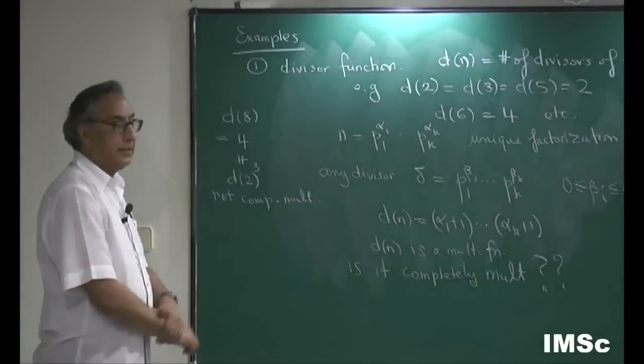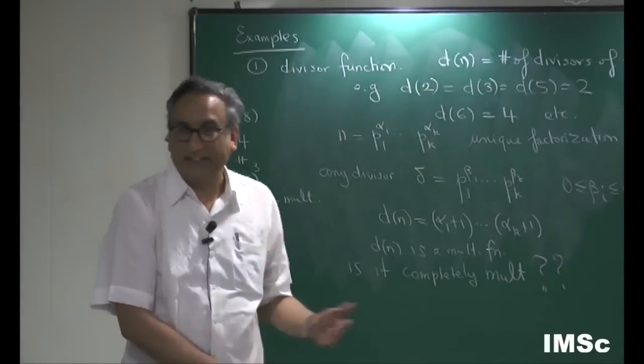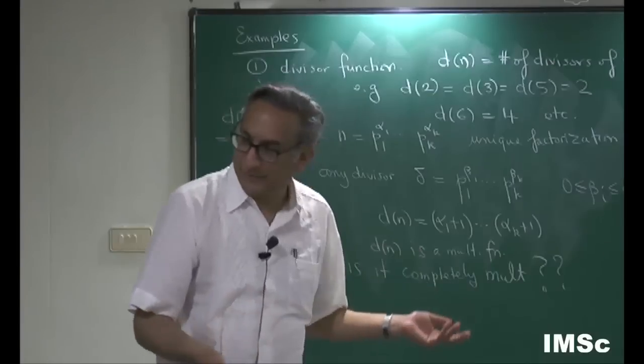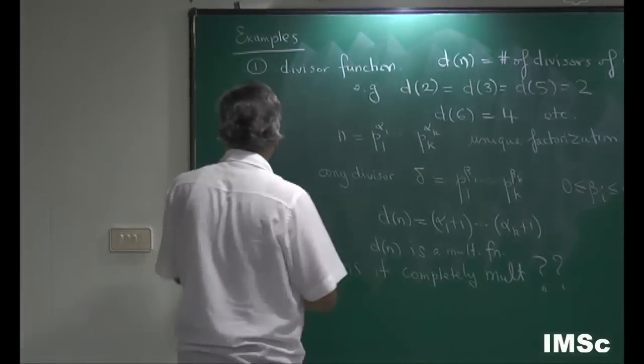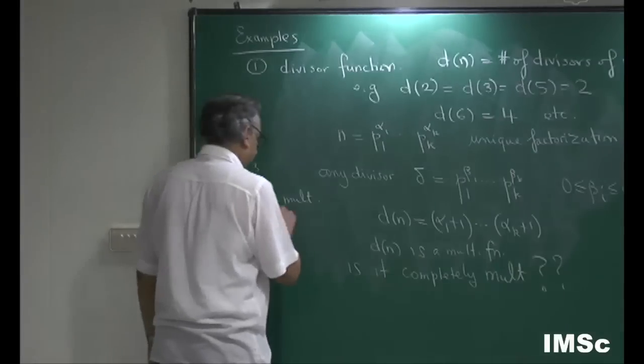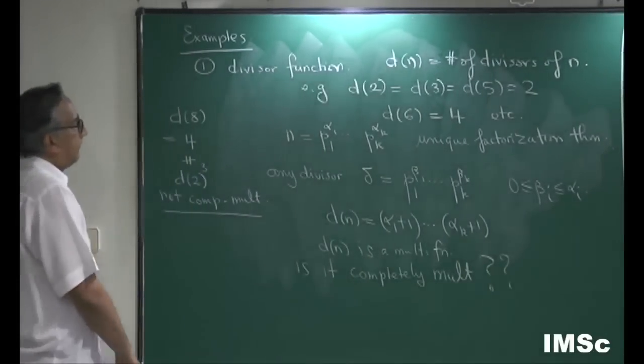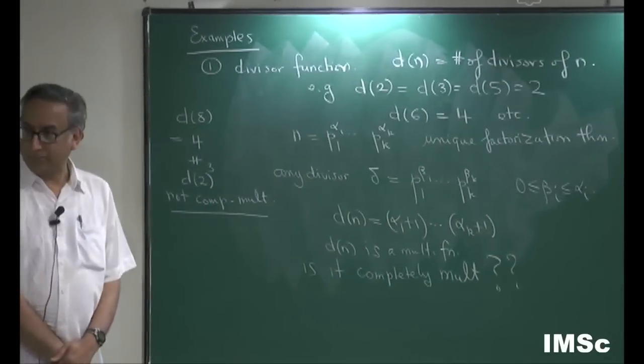Actually, we could have taken D of 4 also. D of 4 is what, 3, right? And it's certainly not D of 2 squared. Okay. So it's not completely multiplicative, it's a multiplicative function. And so this is our first example of an arithmetical function.